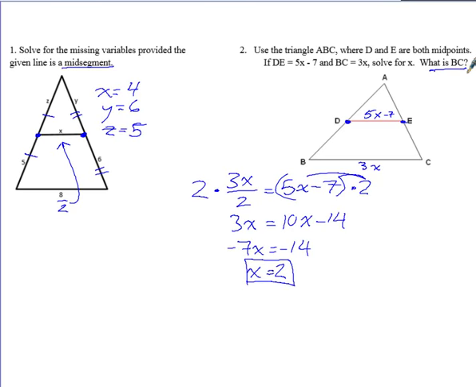The problem asks, what is BC? So if I substitute a 2 in for x, 3 times 2 would be 6. So using our logic, if I substitute 2 in for x here, this should be 3. So 5 times 2 is 10. 10 minus 7 is in fact 3. So our logic holds up here.